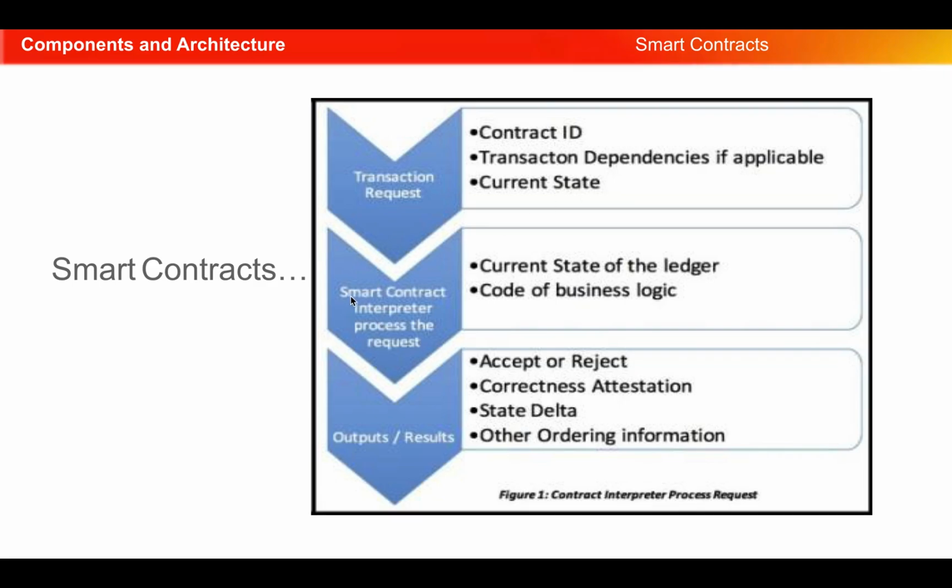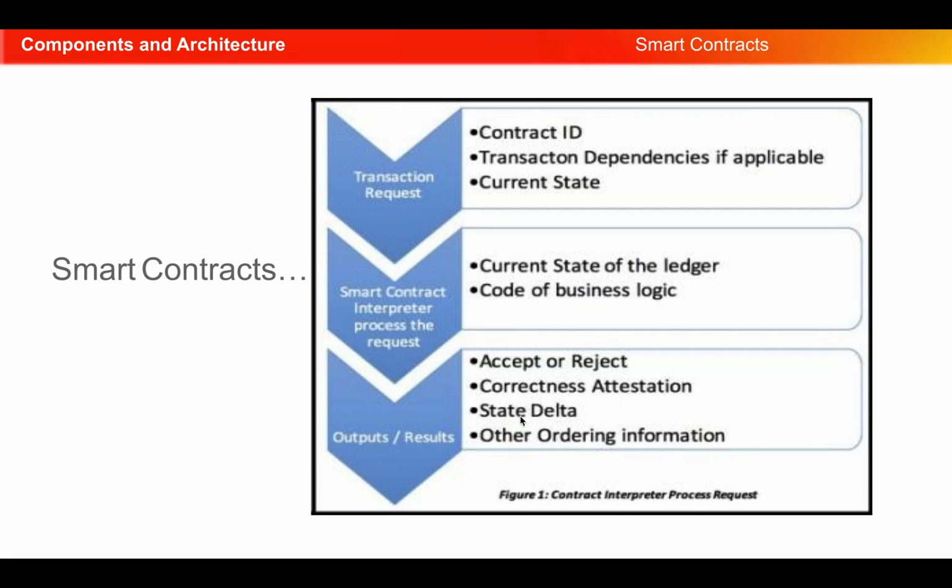Next, as part of this process, the smart contract interprets the request. As part of interpreting the transaction, it looks for the current state of the ledger, and it also looks for the deployed business logic in terms of the smart contract. After looking into the current state and the business logic, the output will be whether it is accepting the transaction request or not, or the correctness or attestation based on the different policies that you have defined.